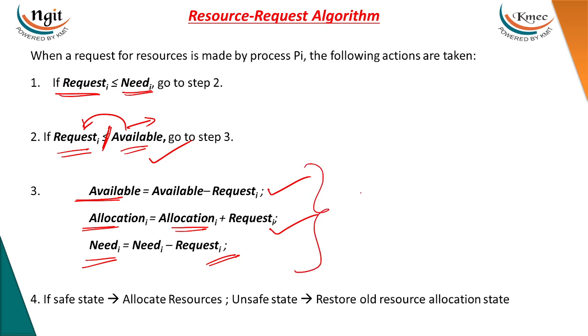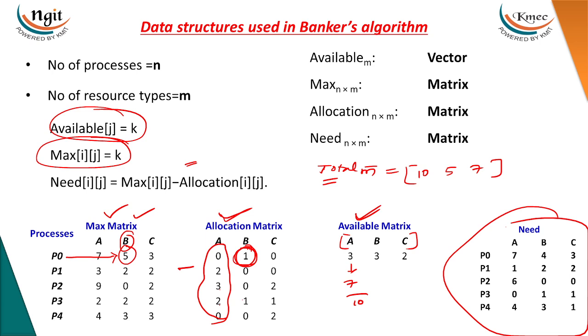Then we'll get a new state. For this state we'll try to find whether the new state is safe or not. If it is safe, then we'll allocate the resources. If it is not safe, then we'll go back to the previous state. We'll restore the previous state. So we'll see one example in the next video, so that it will be clear what these steps are. It will be clear if you take one example with these particular values.